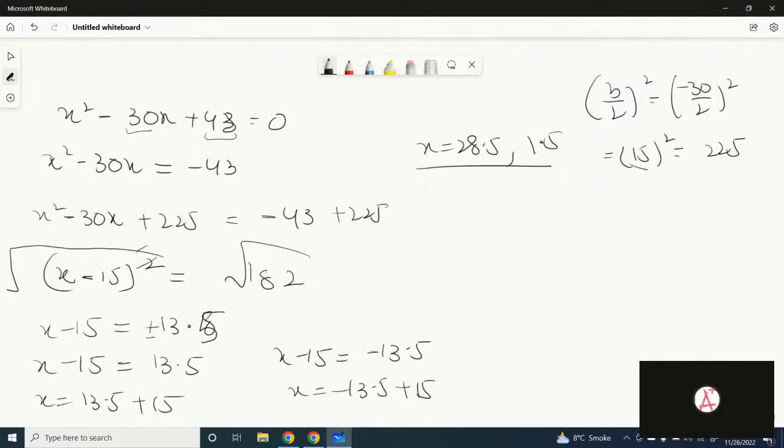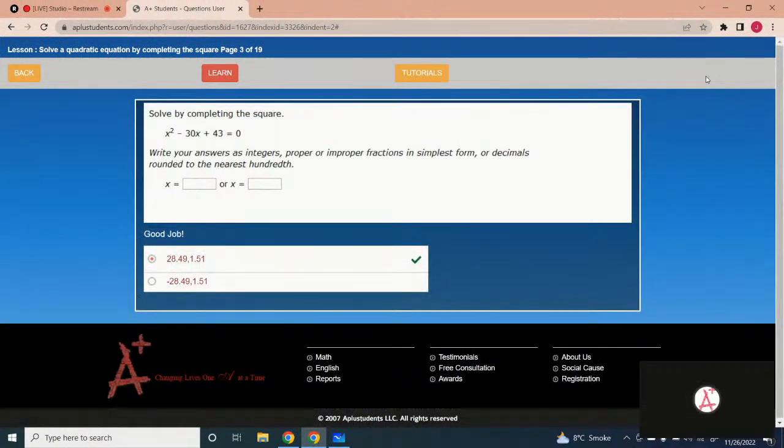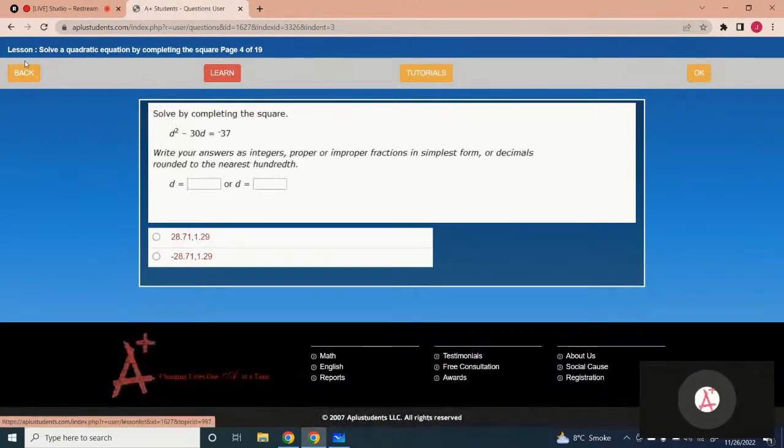Got it? 28.5 and 1.5. Both of the values are positive. Got it? Just select the correct option and click on the OK button. Okay, you can complete the test by yourself later today. Let me just move on to the next lesson.